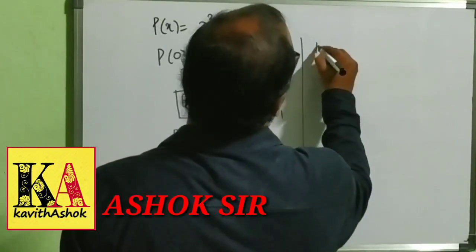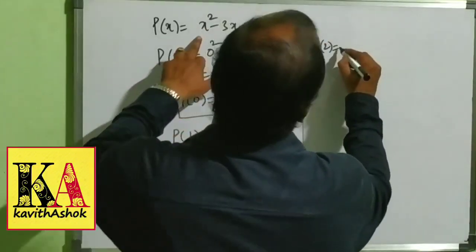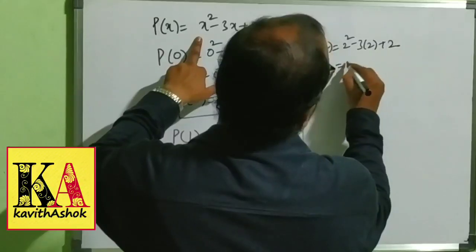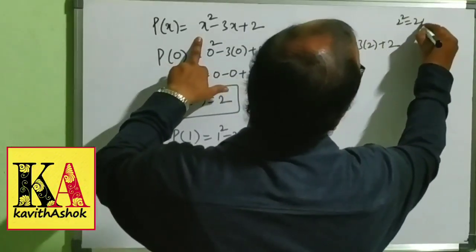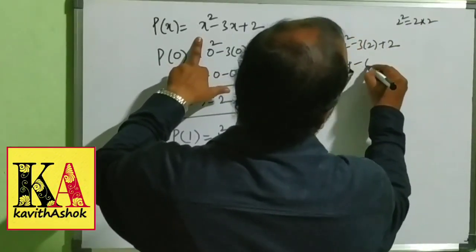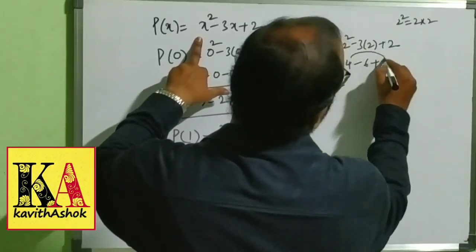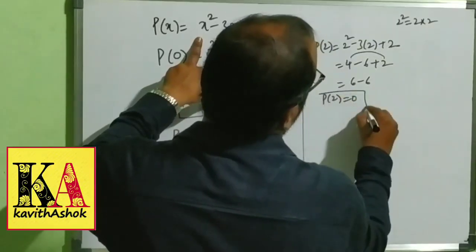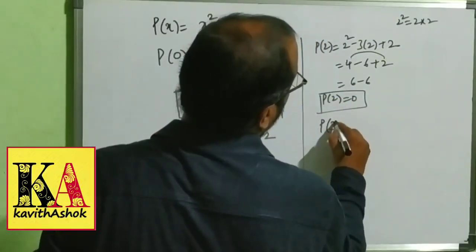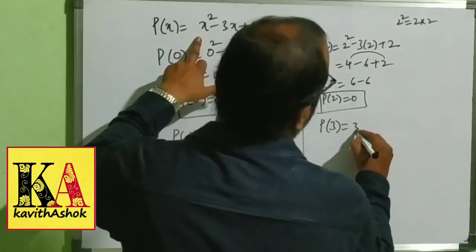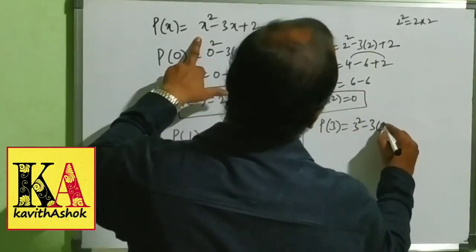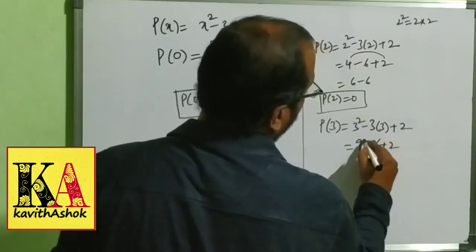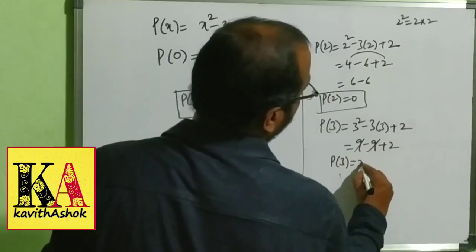Now, if you take 2, what can we get? 2 square minus 3 into 2 plus 2. 2 square means 2 into 2, 4, minus 6 plus 2. 4 plus 2 is 6, minus 6. So p of 2 value is equal to 0. If you take p of 3, then what can we get? 3 square minus 3 into 3 plus 2. 3 square is 9, minus 9 plus 2. The 9s get cancelled. P of 3 value is equal to 2.